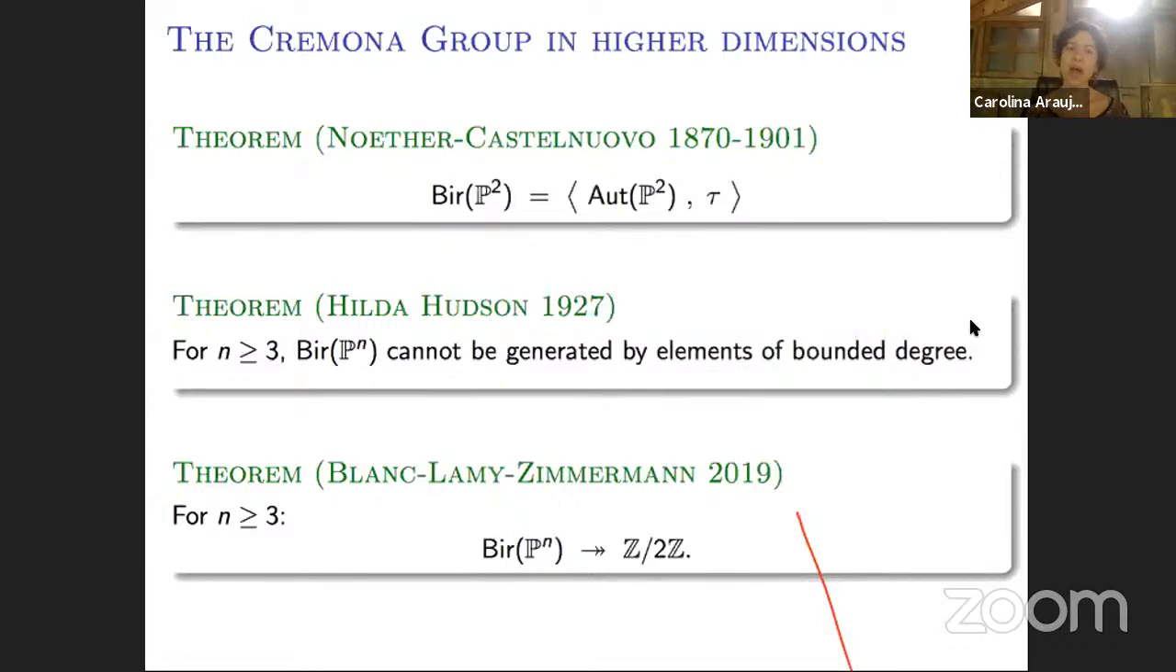So how can we study this group if we do not have a nice set of generators? If we don't have a strong factorization theorem, let me describe this.